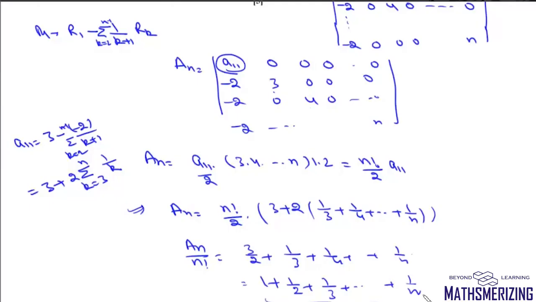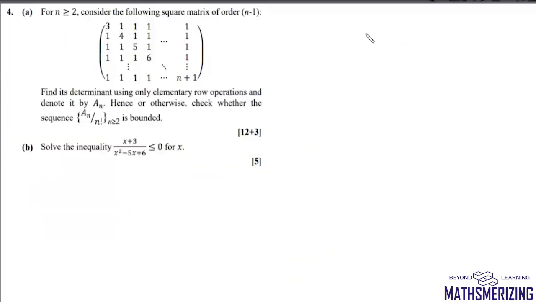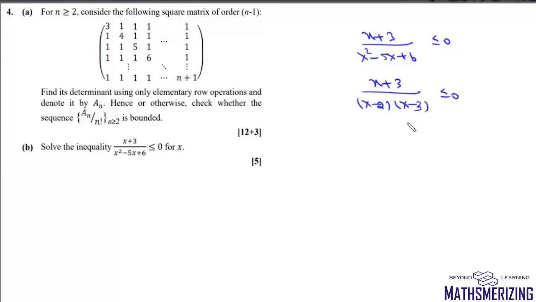a harmonic series. Now in the second part, we are given this inequality, which is x plus 3 upon x square minus 5x plus 6, and it is less than or equal to 0. We can write this as x plus 3 upon x minus 2 times x minus 3, less than or equal to 0. Critical points are minus 3, 2 and 3. We'll plot it on a number line. So it is minus 3, 2 and then 3. Sign of the rightmost is plus. So it is plus, minus, plus and minus.